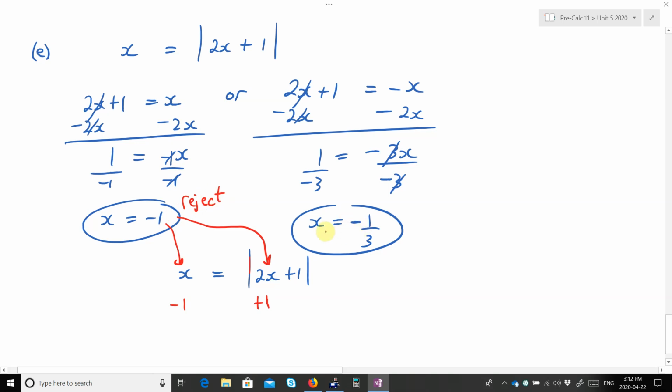And similarly, if I try the negative 1/3, if I were to put that in here, I would get negative 1/3. And then put the negative 1/3 in there. 2 times negative 1/3 is negative 2/3 plus 1, which is positive 1/3, and then the absolute value makes it positive 1/3. Okay, so the left will always be negative, the right will always be positive, so we'd have to reject this as well, and so this one has no solution.